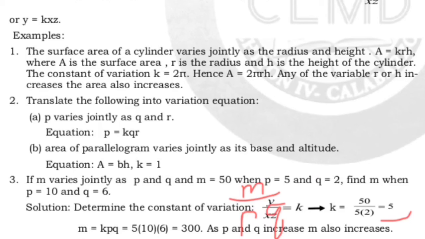Then using M equals K times P times Q, so substituting, the next given is P is equal to 10 and Q is equal to 6. So substitute K with 5, P with 10, and Q with 6. So 5 times 10 times 6. So 5 times 10 is 50 times 6, that will be 300. So as P and Q increase, M also increases.